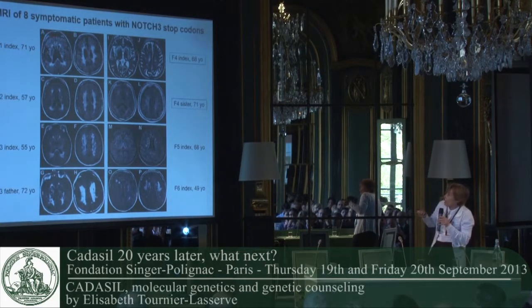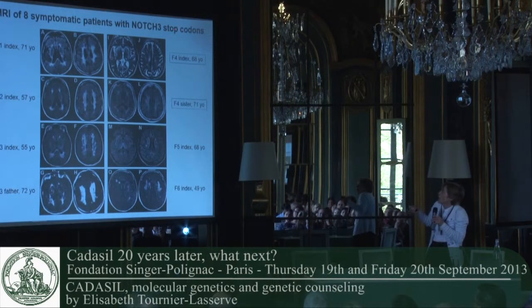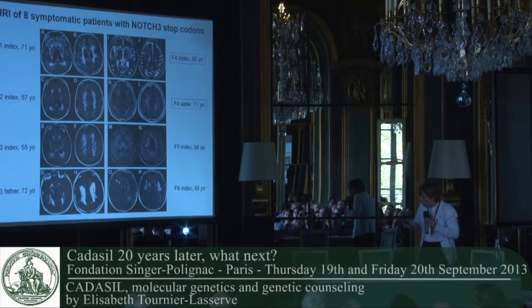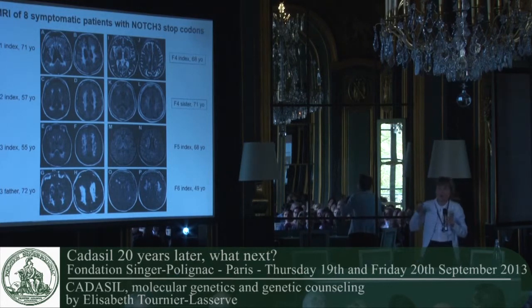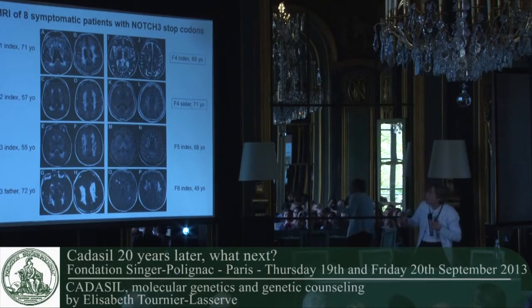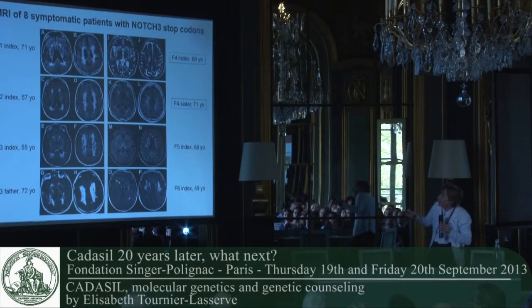So this is an MRI of 8 symptomatic patients with this Notch3 stop codon. Some are index patients, and some, this, for example, is the father of this index, and this is a sister of this index. And what you have to realize is that these patients are referred for Notch3 screening, so it's not very surprising for the index patients that they have MRI consistent with a small vessel disease, although some of them, like this patient here, are a little bit different, I would say. Here you have the index patient, 55 years old, and this is the father.